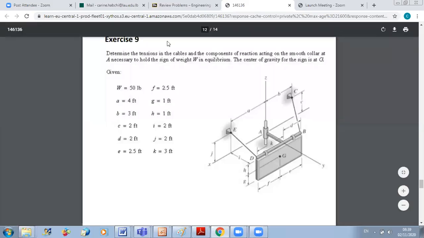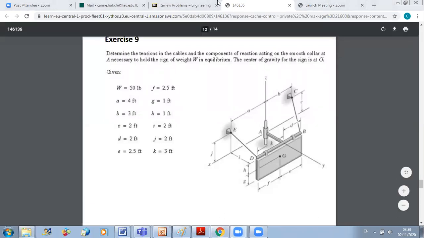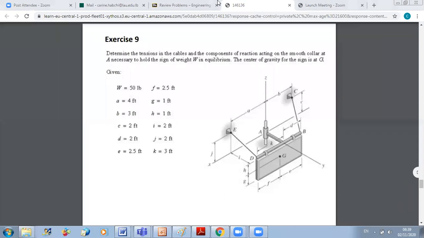Continue. We were saying that the next step is... you are seeing the figure? Yes, that's it. Okay. So we have sum of moments about A equals 0.